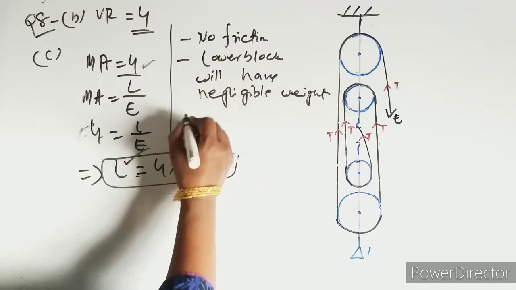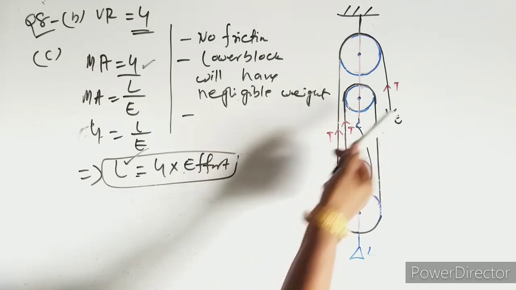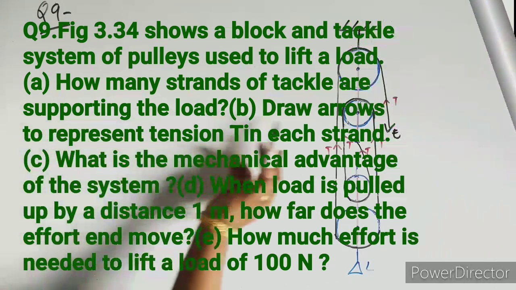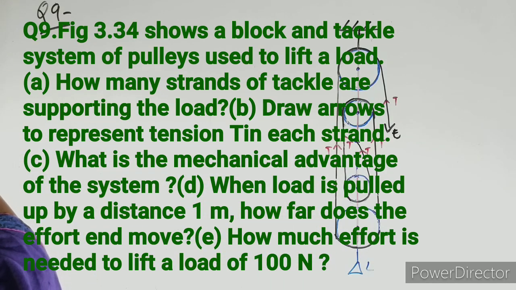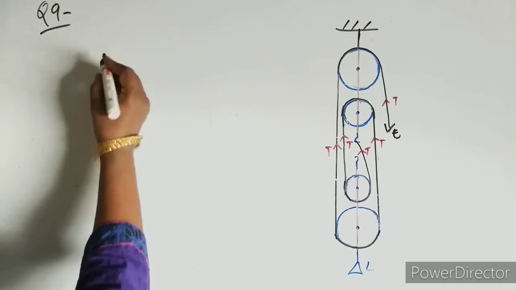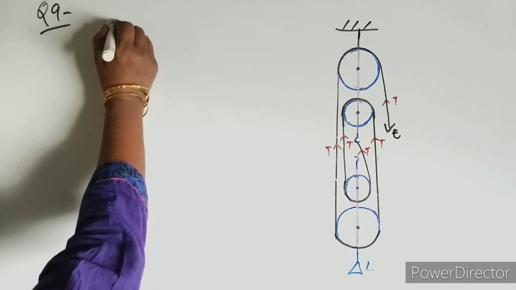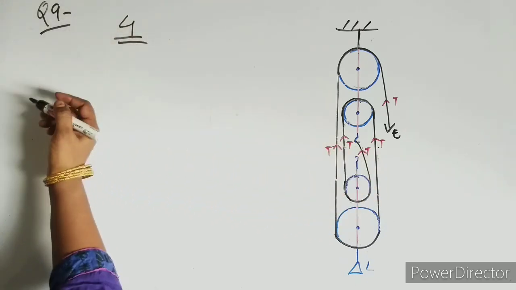Negligible weight. And what else can we say? This effort is applied in the downward direction, and the system is perfectly smooth. All this will be that answer. Here it is given 4 number of pulleys. Obviously, how many strands of tackle are supporting the load? Obviously this one will be 4. So this answer will be 4. 1, 2, 3, 4.